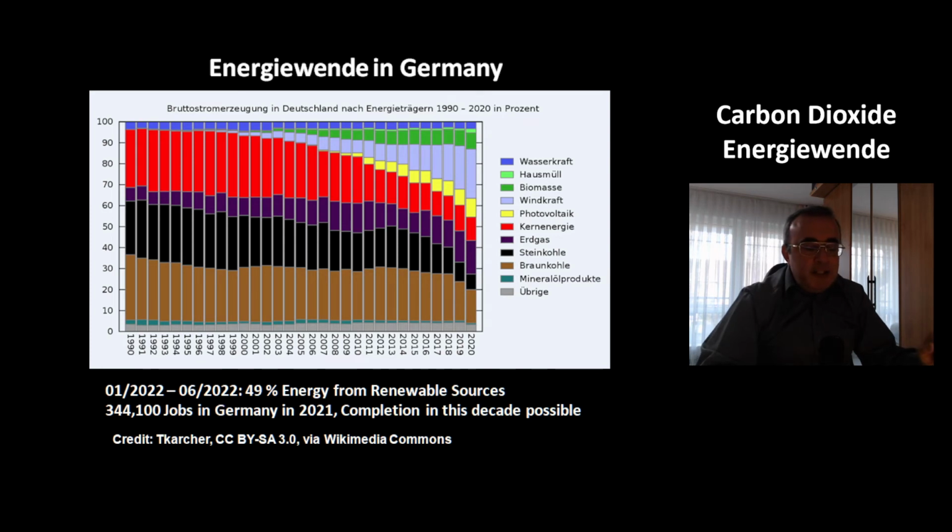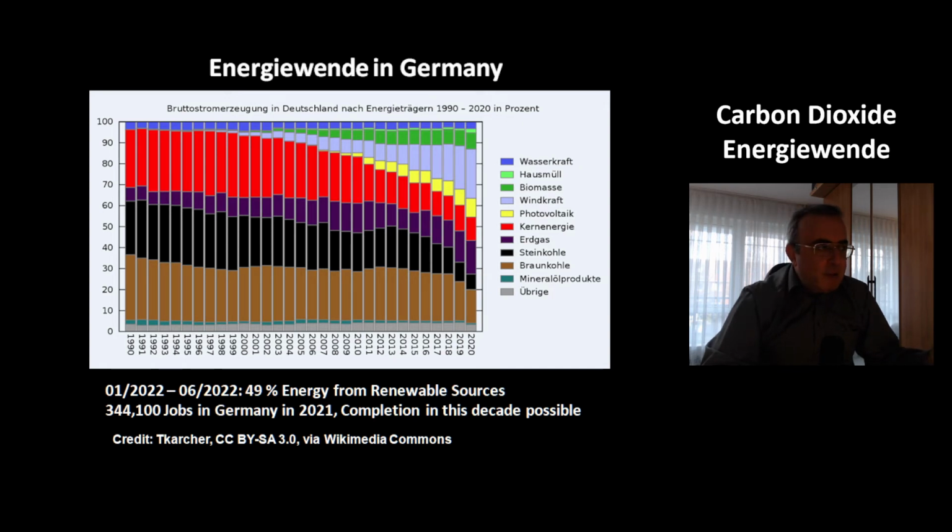This transition to renewable energies is called Energiewende in Germany. And you can see, from 2014, this light blue is wind energy, yellow is solar energy. And you can see from 2014 to 2020, there's a doubling. And in the first half of this year, we had 49% energy from renewable sources. That's very good, because it automatically means we have fewer deaths from air pollution.